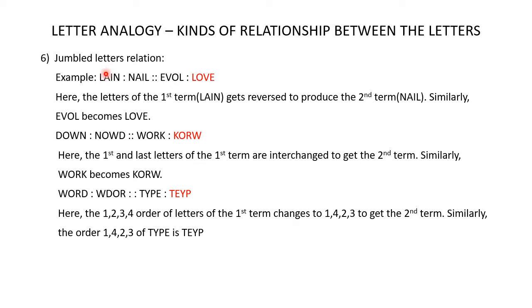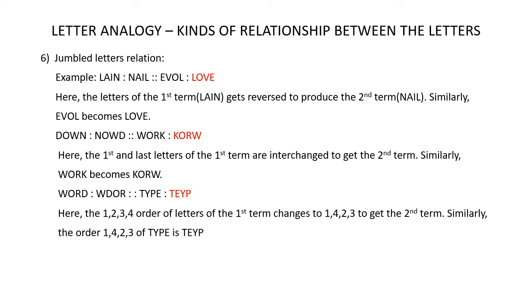Jumble letters relation. For example, LAIN is to NAIL. Then EVOL is to what? First, find the relationship between the first and second terms. Here, when you look at the first and second terms, you'll see that the letters of the first term LAIN get reversed to produce the second term NAIL. Similarly, EVOL when reversed gives LOVE. So if LAIN is reversed to get NAIL, then EVOL is reversed to get LOVE.